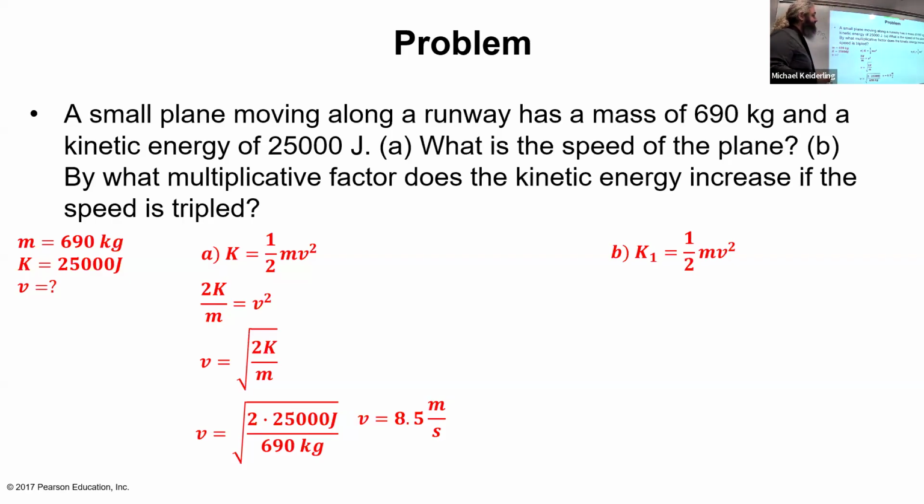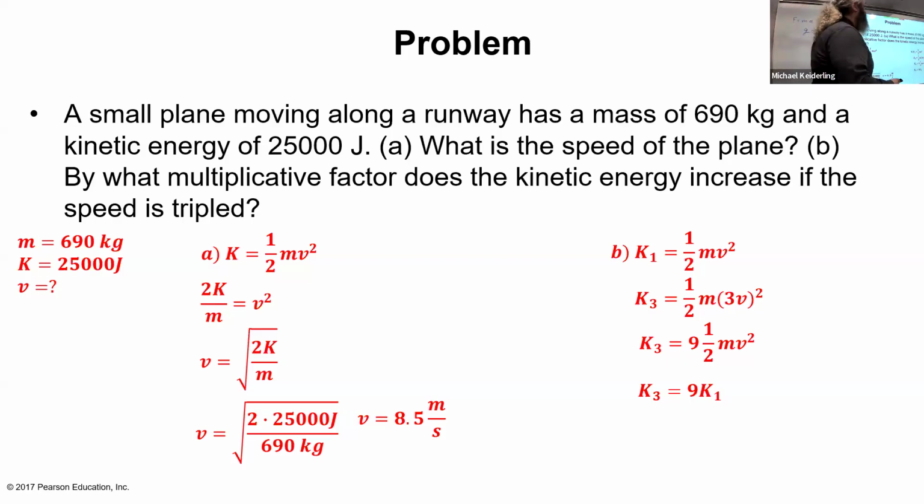Now, if our initial kinetic energy is 1/2 mv squared, if we triple the velocity, we have 1/2 m times 3 times the velocity squared. 3 squared is 9. So 9 times 1/2 mv squared. So that's 9 times the kinetic energy. So if we triple the velocity, the kinetic energy increases by a factor of 9, or 3 squared.